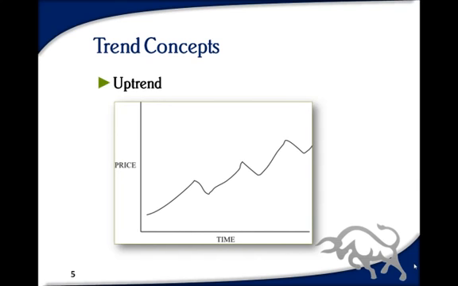So here's an example of an uptrend. A very simple drawing. The price goes up to a peak, comes down a little bit, then goes up to another peak here, higher still, comes down, but not quite as far as the other one. Goes up again, comes down, and so on.